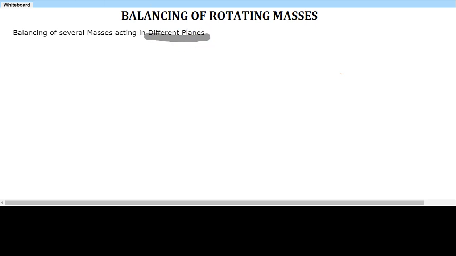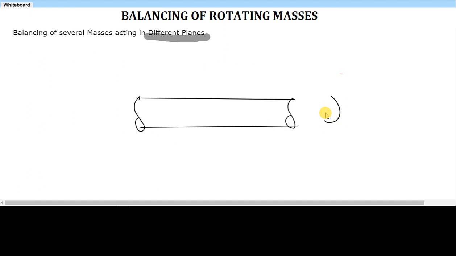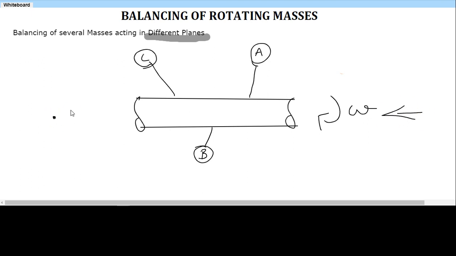So here, let's say there is a shaft rotating with angular velocity omega. Even though we don't require omega for solving numericals, we have masses rotating at different planes. Earlier it was all in the same plane at different angular positions. Now it is at different planes. Let's take these three masses, let's call them A, B, C. When we see from this side, these masses will look like this.